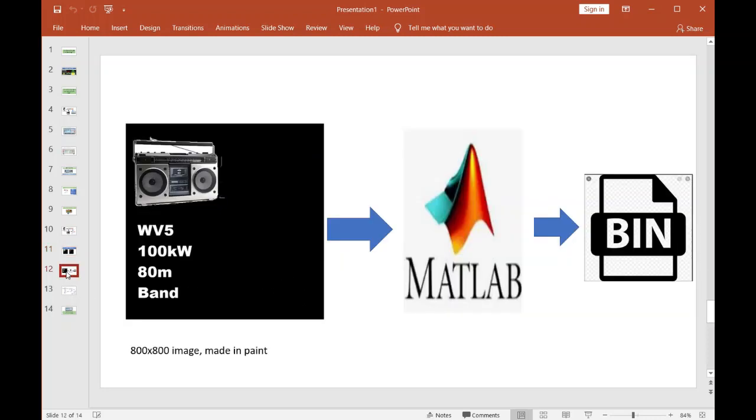Okay? Now what you do is once you make your 800 by 800 image, you just make that in Paint like this. We're going to read that into MATLAB, run my program. Again, the program's in the link below this video. It's going to make a binary file that GNURadio can read in.